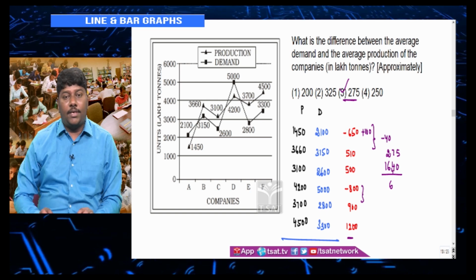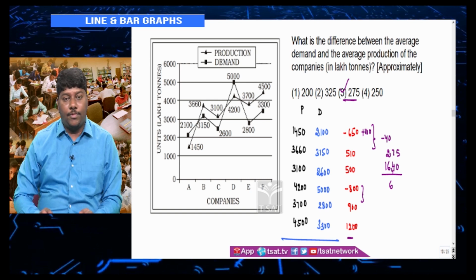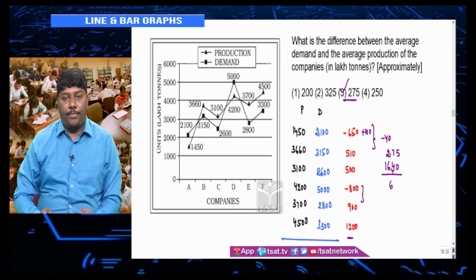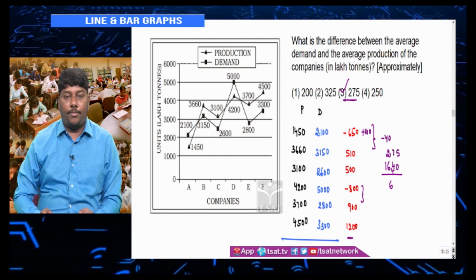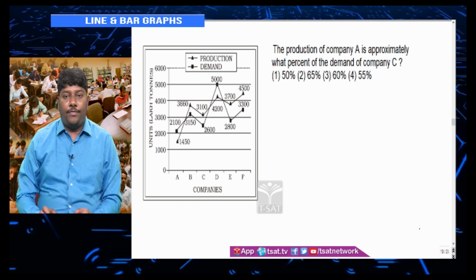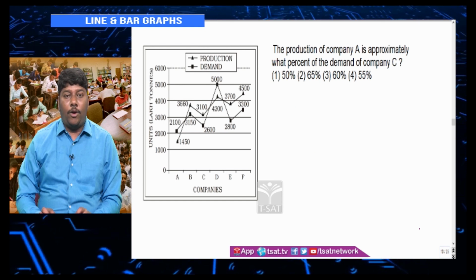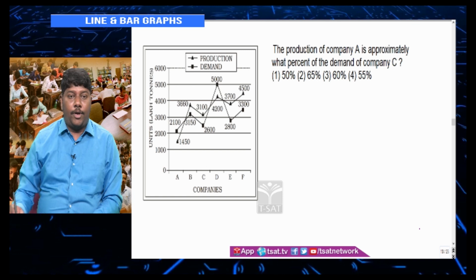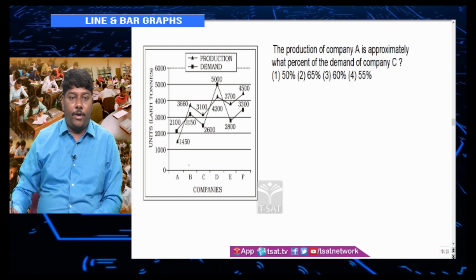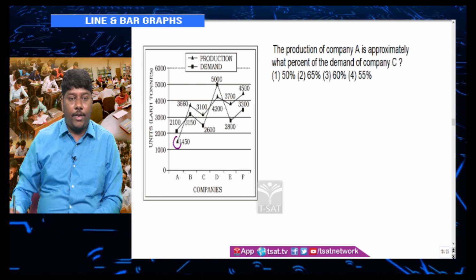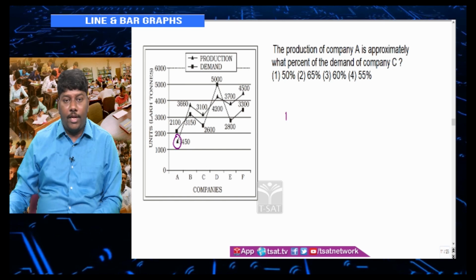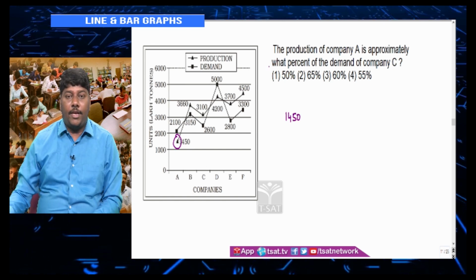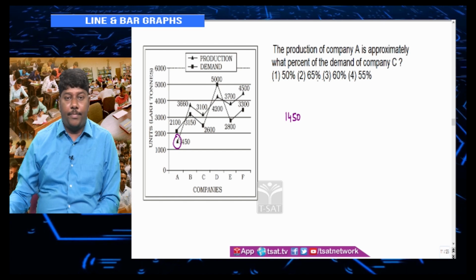So how many companies have more production? There are 4 companies with more production, and 2 companies whose demand is more than the production. The production of company A is approximately what percent of the demand of company C? Production means the triangular symbol, and it is for A. A is 1450. So he is asking: 1450 is approximately what percent of the demand of company C?